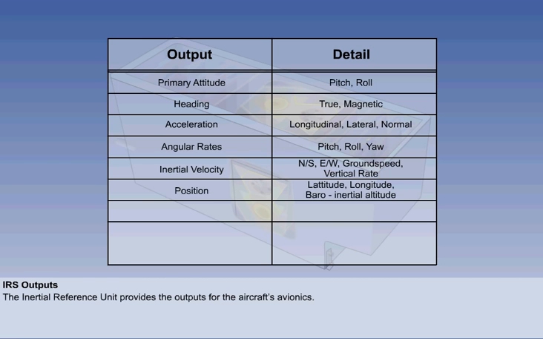The IRS gives latitude and longitude position information, as the INS did, but it also gives a baroinertial altitude. It gives wind speed, wind direction and drift, as the INS did.